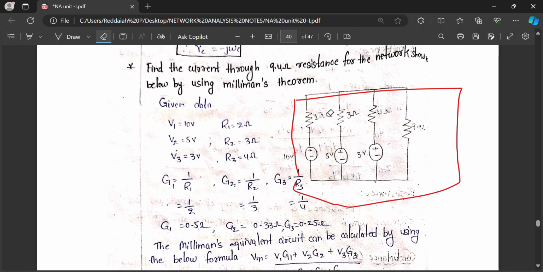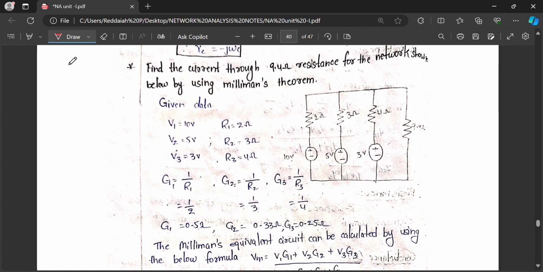Similarly, what is meant by resistance? By using Millman's theorem, this type of problems will come for 10 marks. Find the current through 9.4 ohm for the network shown below by using Millman's theorem. By using Millman's theorem, V1, V2, V3 are given. R1, R2, R3 are given.